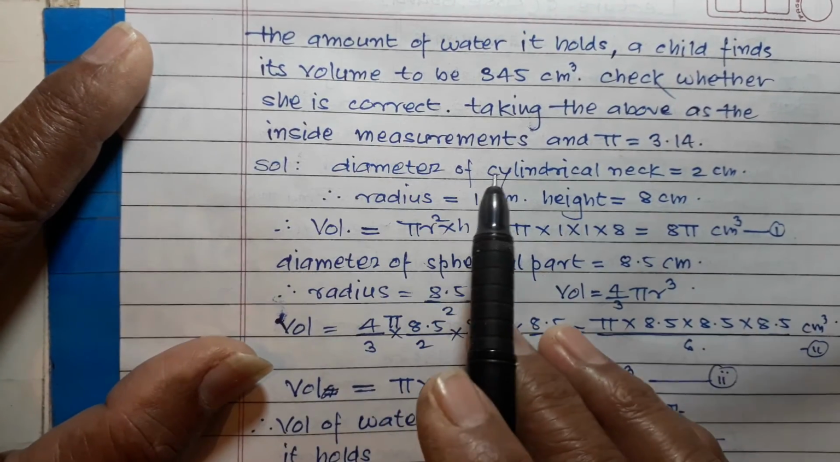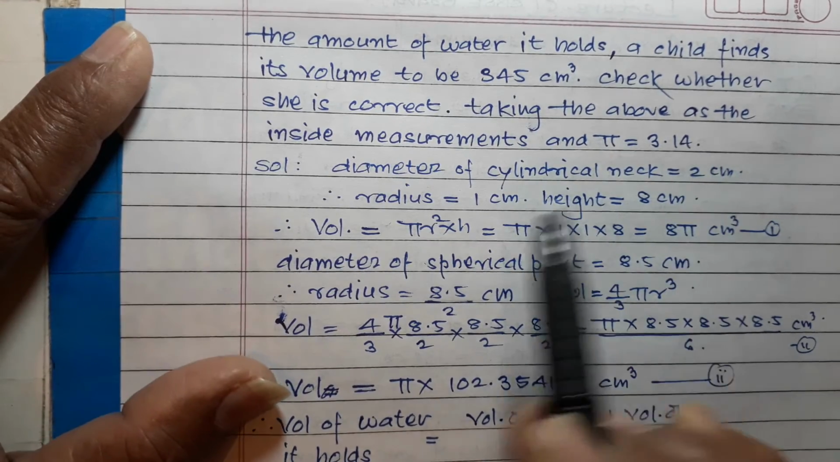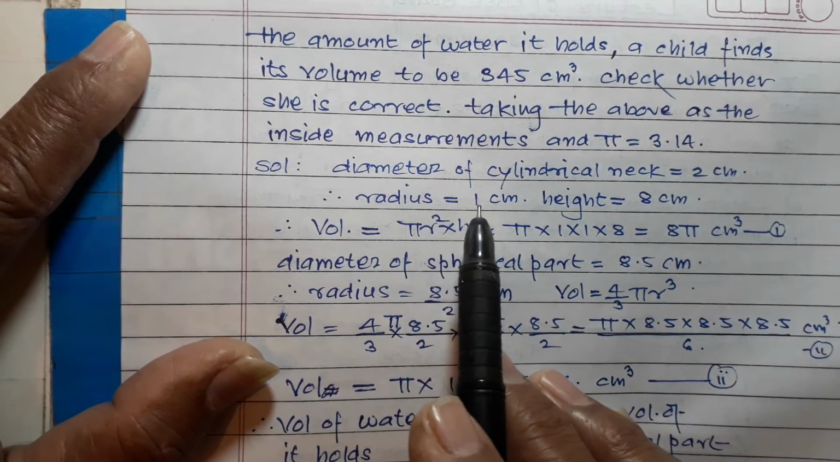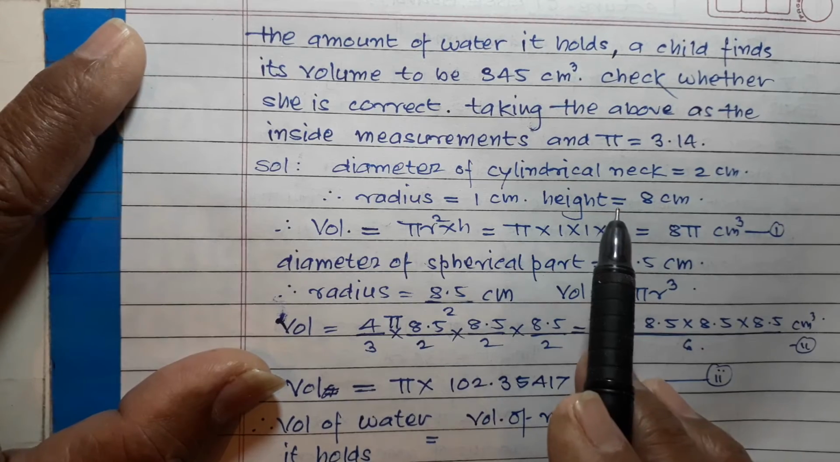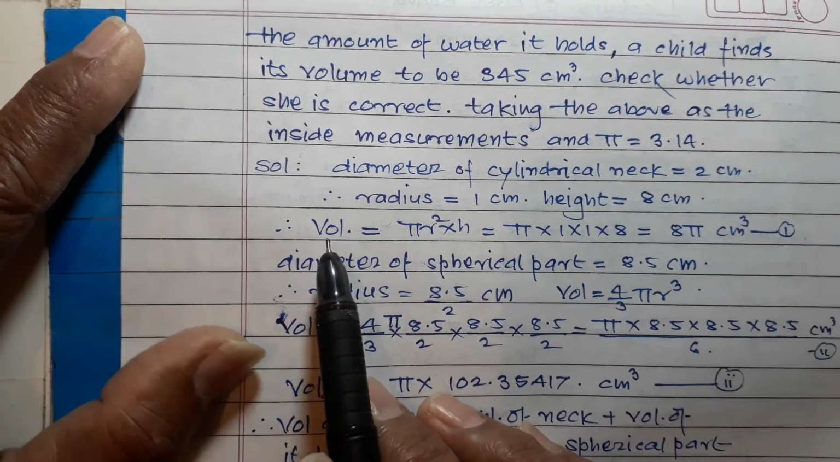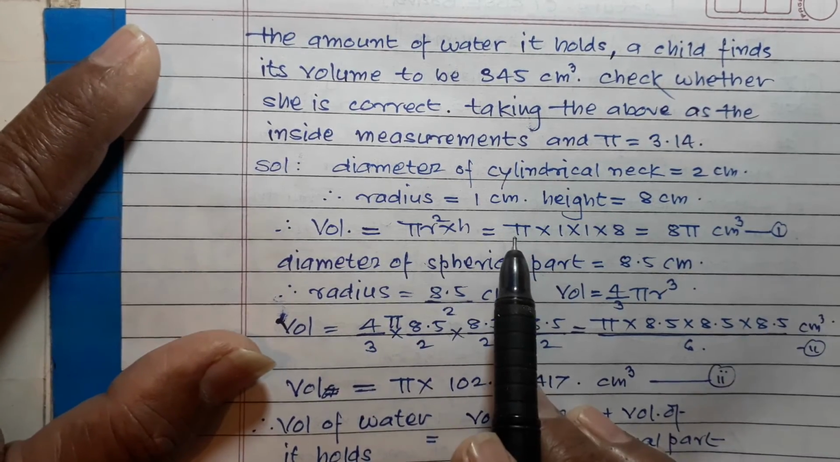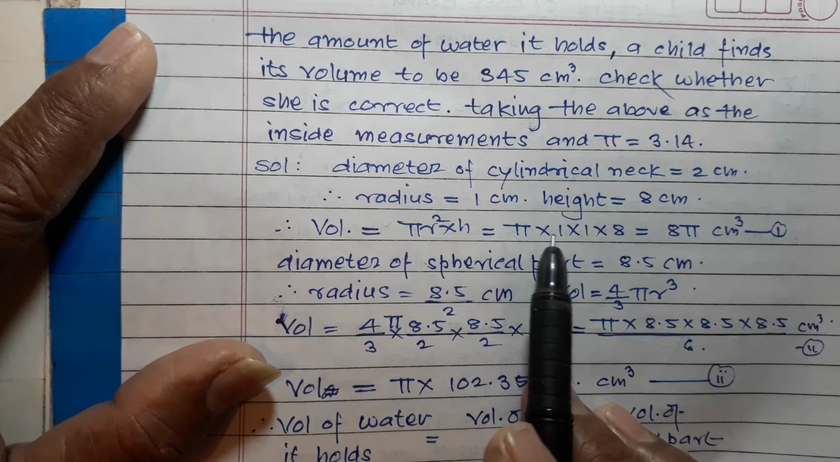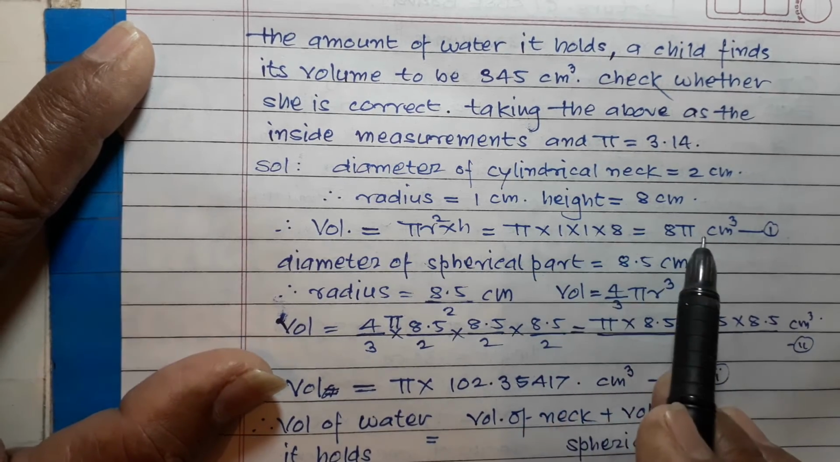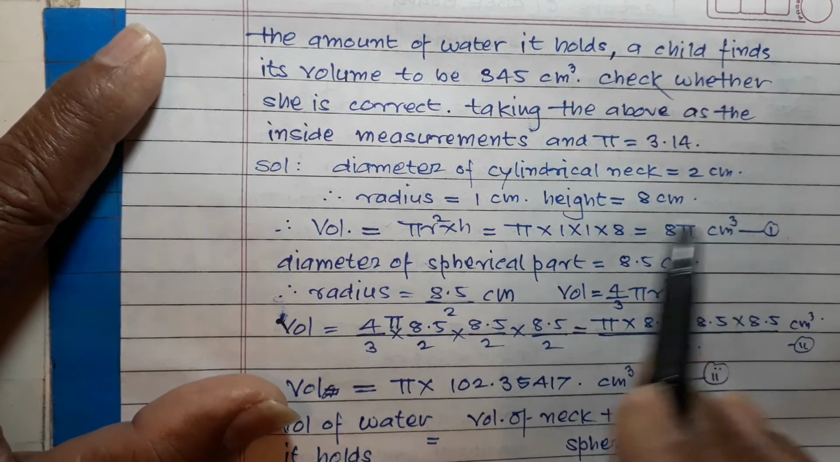Solution. Diameter of cylindrical neck is equal to 2 centimeter. Radius is equal to 1 centimeter. Height is equal to 8 centimeter. And therefore volume is equal to pi r square into h, is equal to pi into 1 into 1 into 8, is equal to 8 pi cm cube.